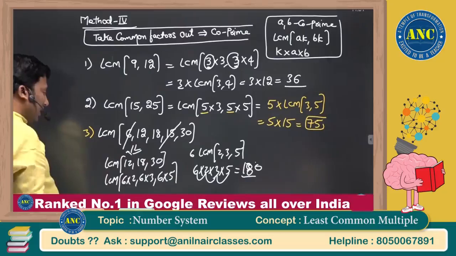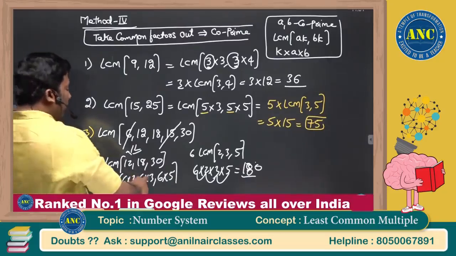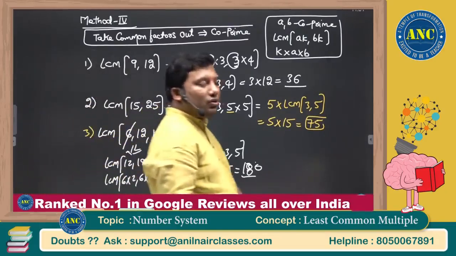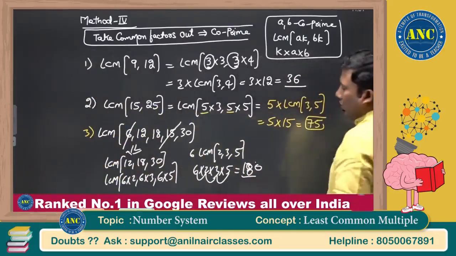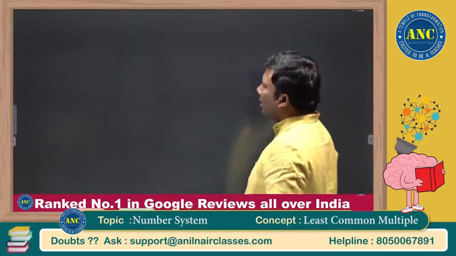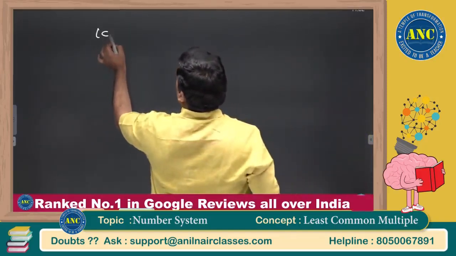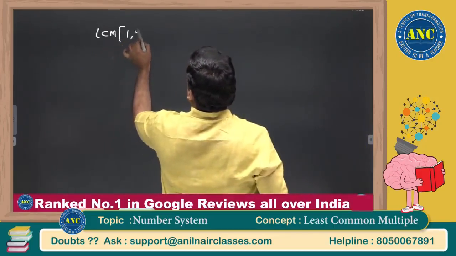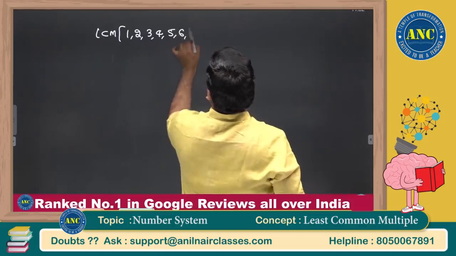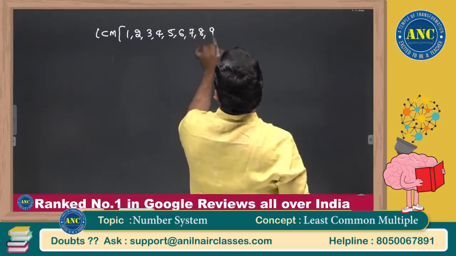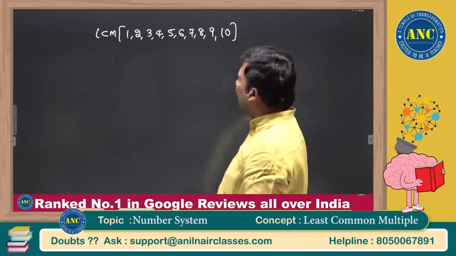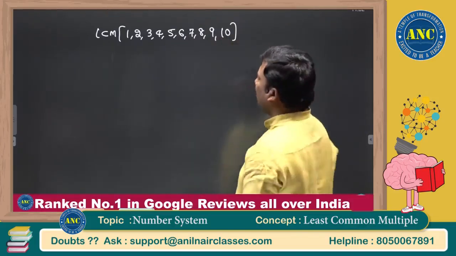LCM of 12, 18 and 30. 6 into 2, 6 into 3, 6 into 5. 6 is taken out. 2 into 3 into 5. 6 into 2 into 3 into 5. I hope the idea is clear. Now, let us solve a question based upon this. Find the LCM of 1, 2, 3, 4, 5, 6, 7, 8, 9, 10.